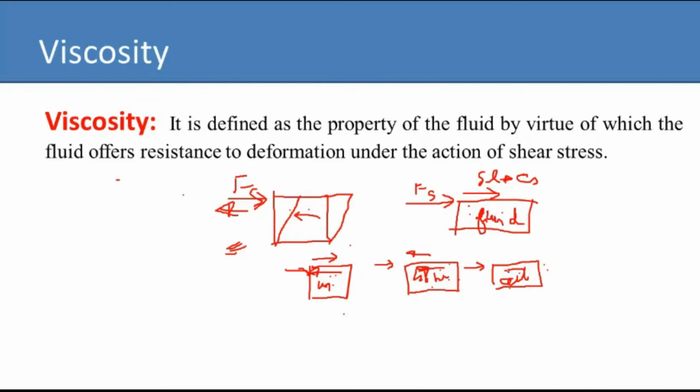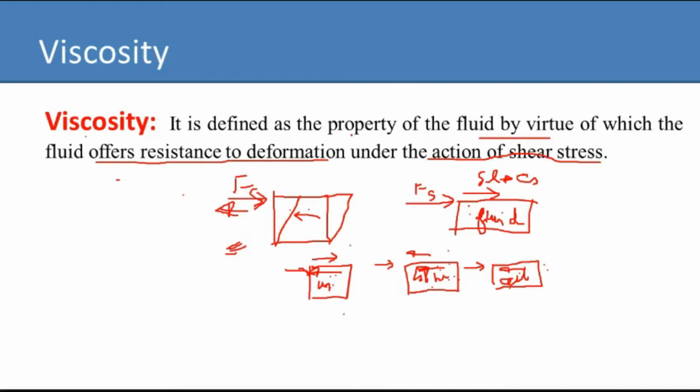And oil will have more resistance than water and less resistance than honey, so its velocity of flow will be more than water but less than honey. That means each fluid is offering some resistance to deformation when shear stress is applied. So viscosity is nothing but this property of the fluid.